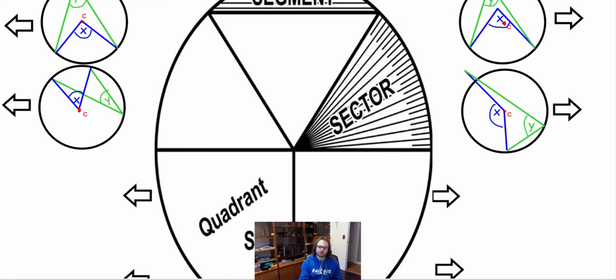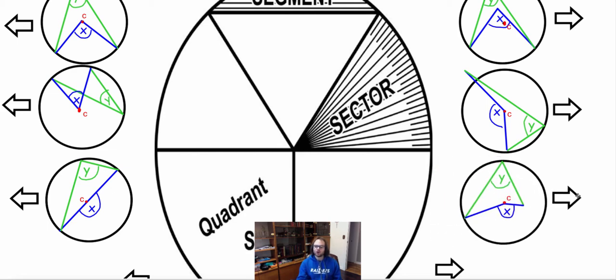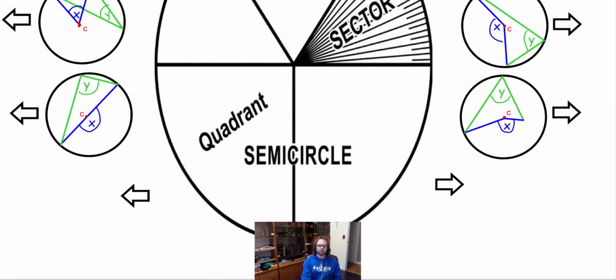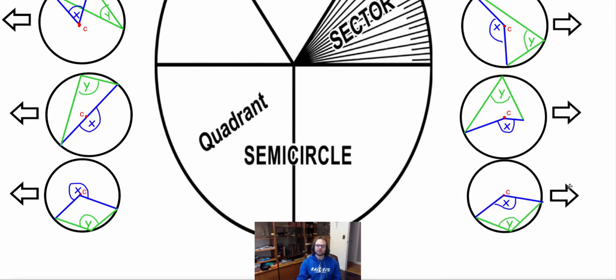Let's look at another one where angle x is double angle y. So right here, angle x is double angle y. Let's look at another one where angle x is not double angle y. So here, angle x is not double angle y. Let's look at one more. In here, angle x is double angle y. And this final one, angle x is not double angle y.